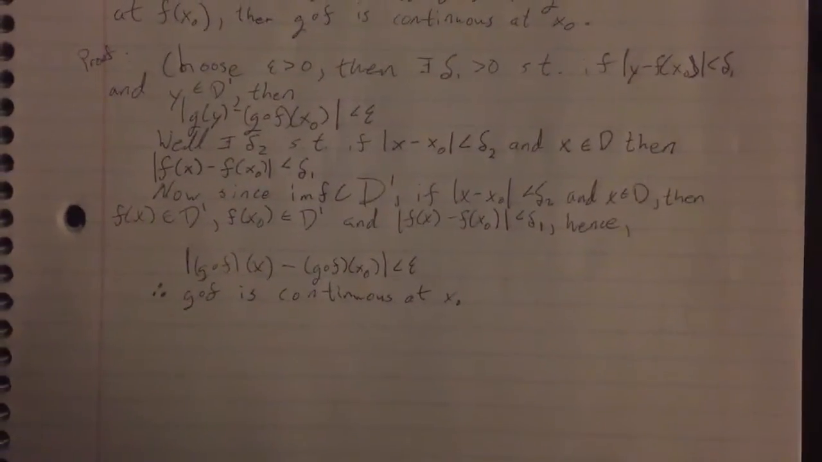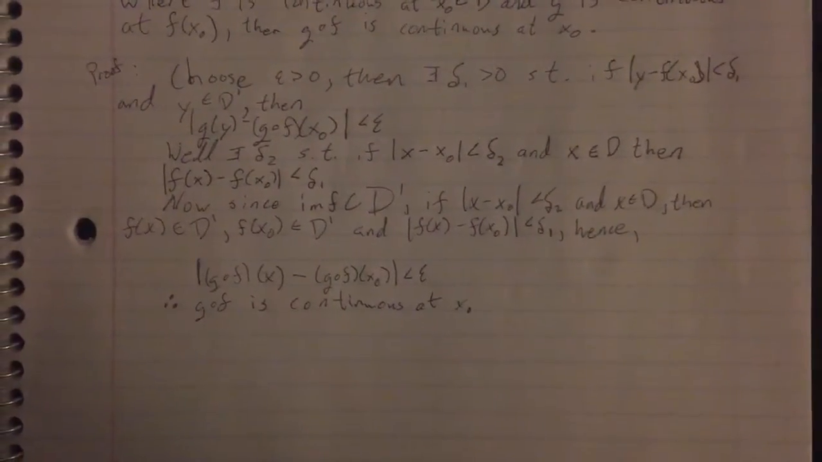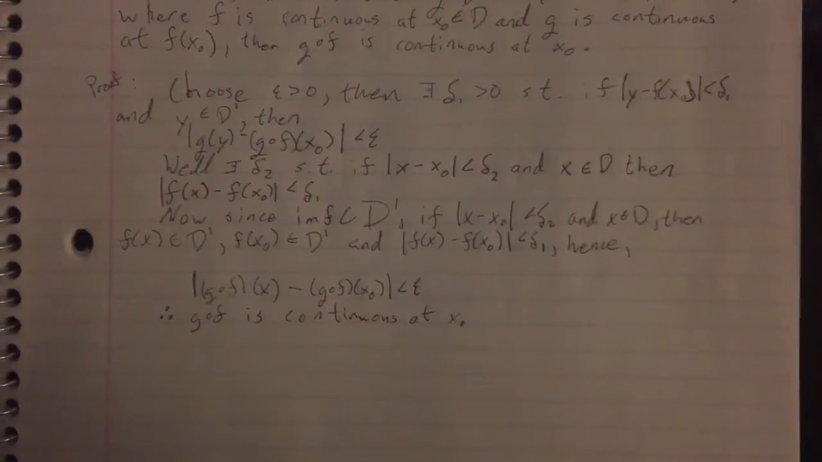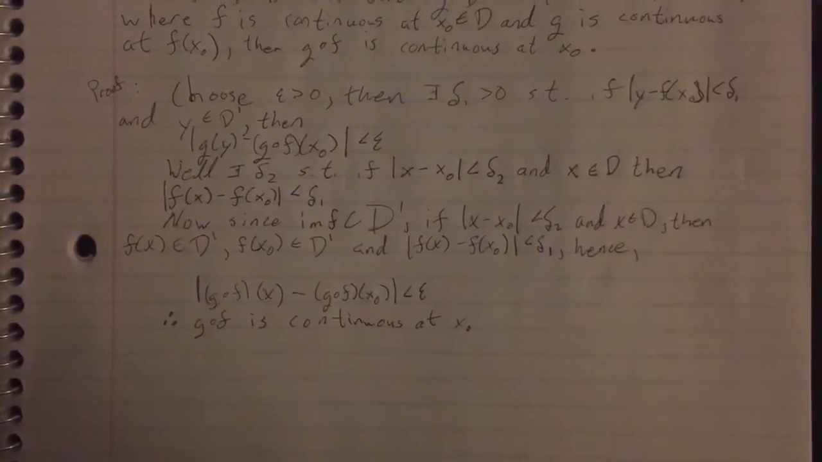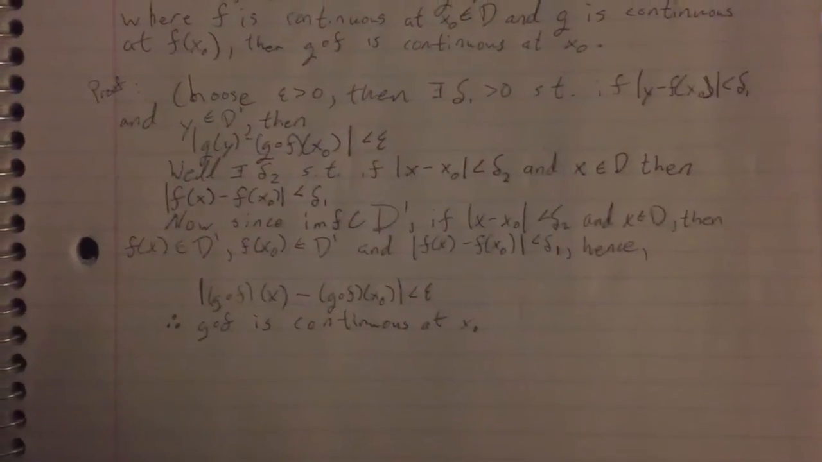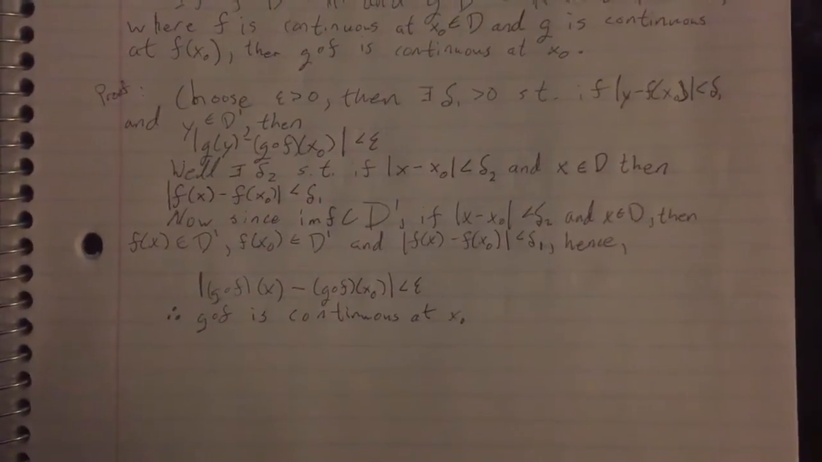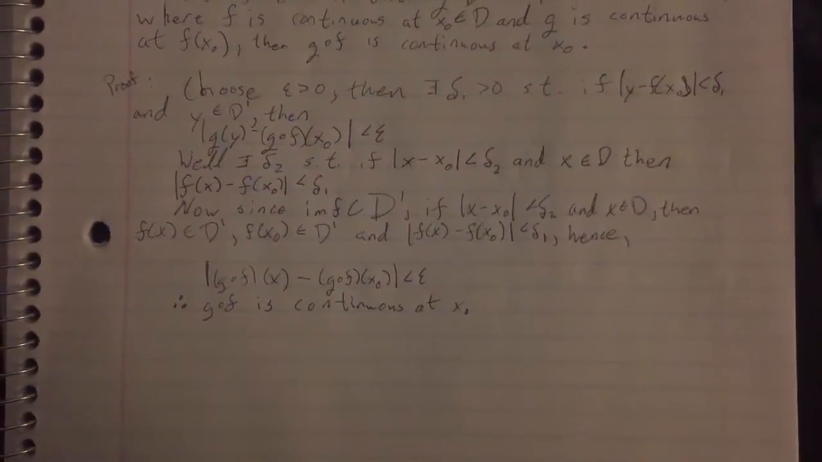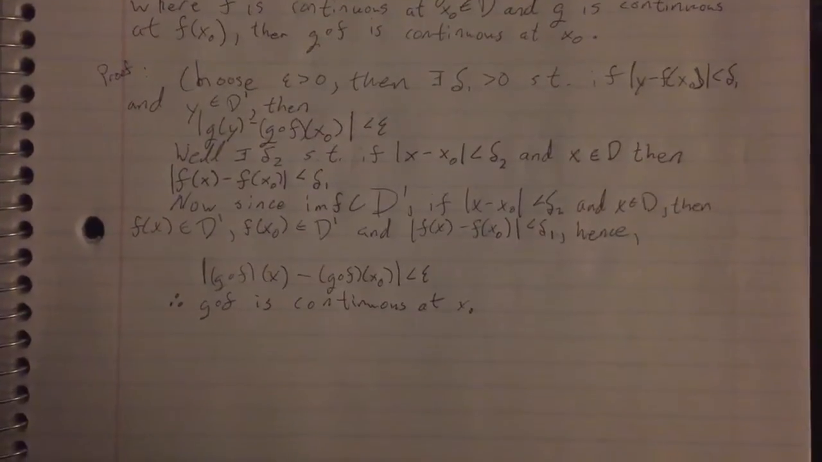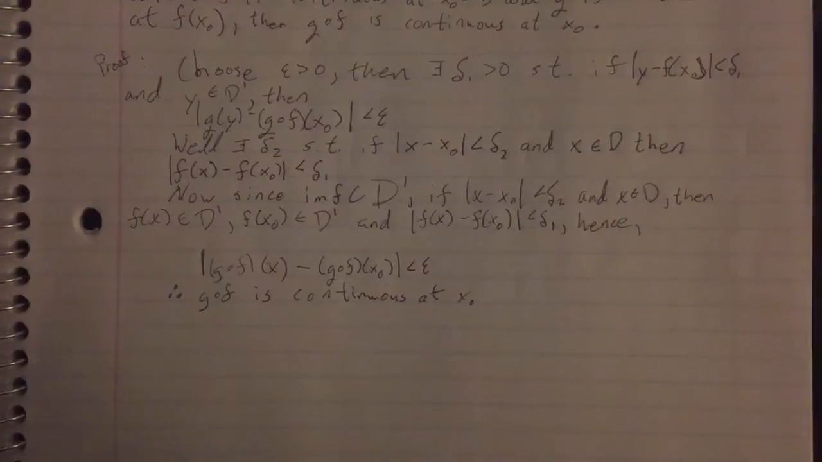So, to prove this, we're going to go ahead and choose epsilon greater than 0. Then we know that there's going to exist a delta sub 1 greater than 0, so that if the absolute value of y minus f of x naught is less than delta 1, and y is an element of D prime, then the absolute value of g of y minus g of f of x naught is going to be less than epsilon.